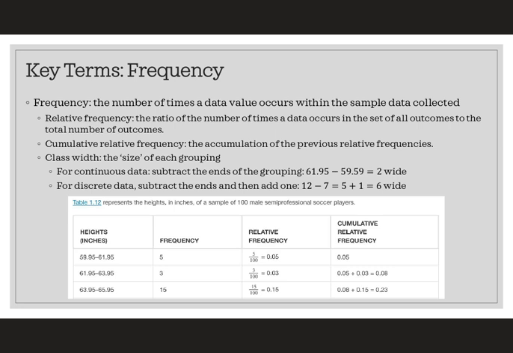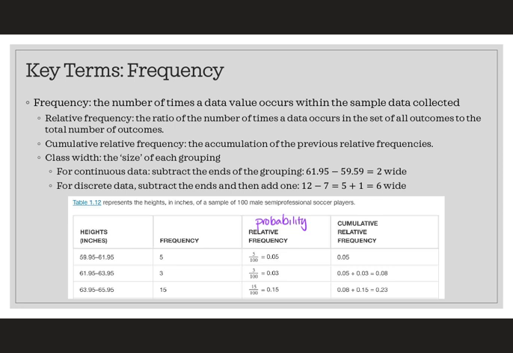Okay, so then we have a couple different types of frequency that we can nail down. One of those is relative frequency. This is where you are basically turning it into a probability. 5 out of the 100 people we asked were between 59.95 and 61.95 inches, and so that's our relative frequency. Relative to the rest of the heights, it happened 0.05.